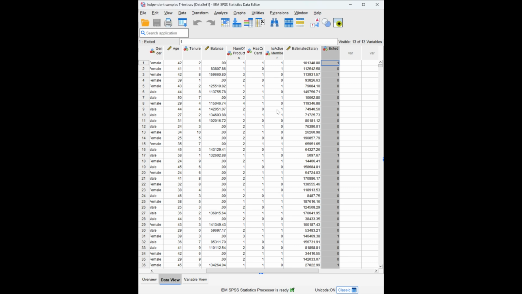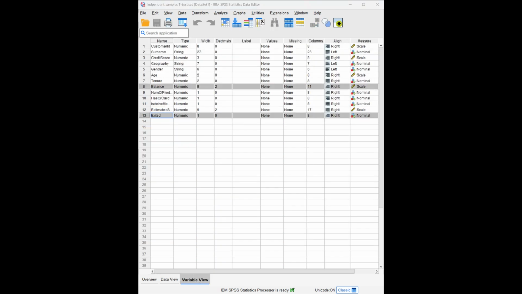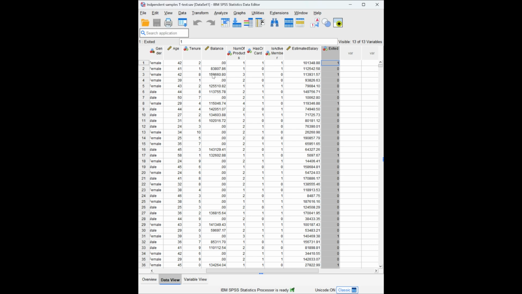We want to confirm that these variables are correctly set up in SPSS. So what we're going to have to do is go over here to the Variable View. Just click on there. Now, as you can see here, I have both the balance and exited variables highlighted. And one thing to pay attention to is how they're set up in their measurements. So for balance, you want to make sure it's set up as scale. This indicates that it's a continuous variable. It's all numerical, and that's how it's set up here for balance.